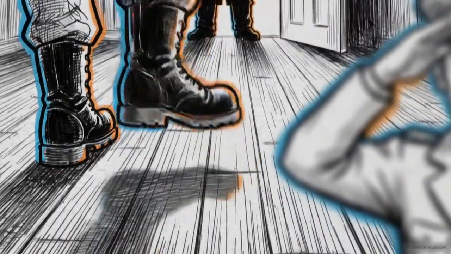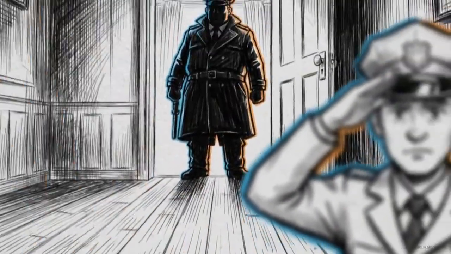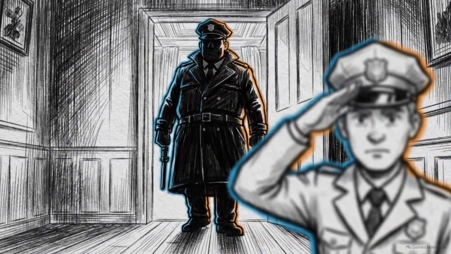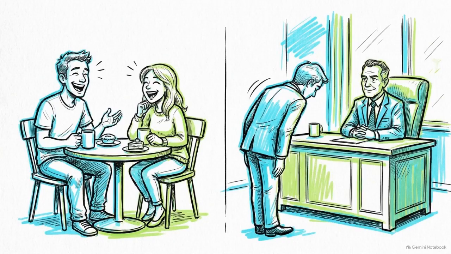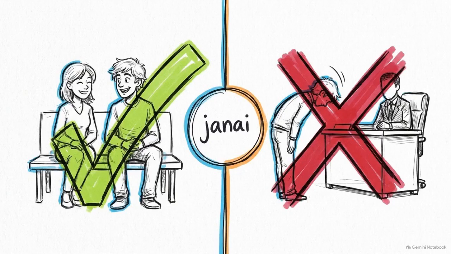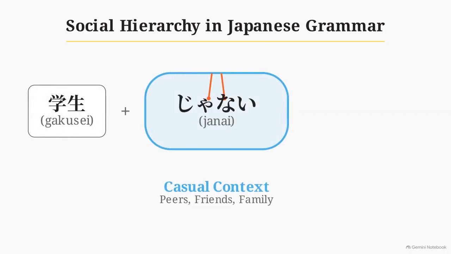Suddenly, an imposing police chief walks into the room. All the relaxed banter vanishes, and our sidekick snaps to attention. In Japanese, the grammar you choose acts as a social indicator. It tells the listener exactly how you view your relationship with them. Janai is strictly informal. If you use it with a boss, a teacher, or a stranger, you risk sounding inappropriately casual or even blunt. This diagram illustrates the choice.